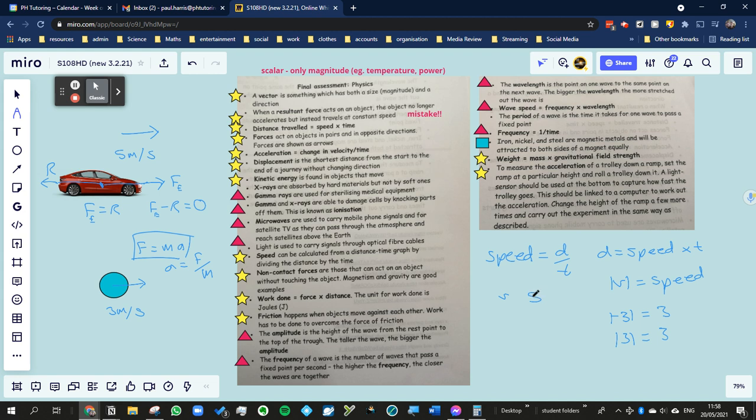s is not the symbol for speed. S is actually the symbol for something called displacement, which is the vector version of distance. So coming back to vectors again, here we go. Displacement is the shortest distance between two points. Okay, so displacement is a vector, and so magnitude is important.